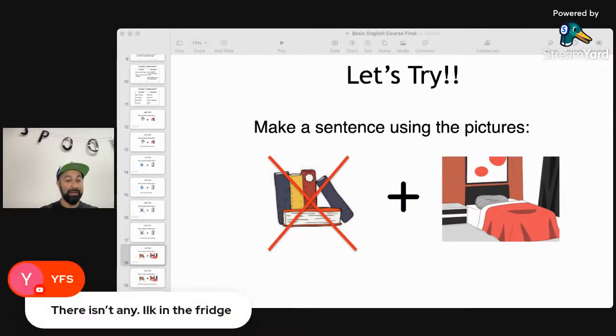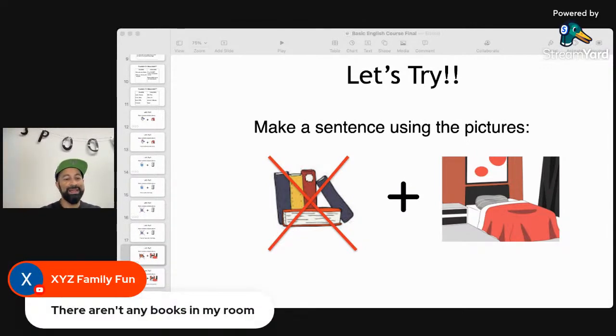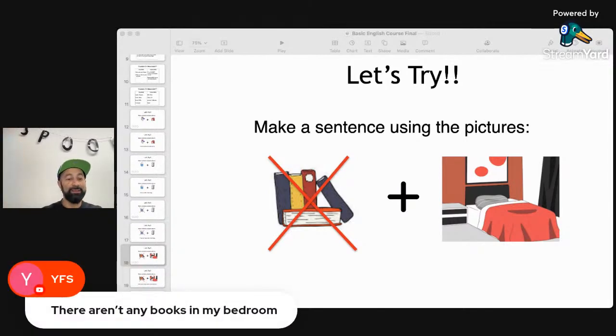So YFS, yeah, you went back. There isn't any milk in the fridge. Yes, I know that's milk. Very good. So what about the next one? XYZ, there aren't any books in my room. Perfect answer. There aren't any books in my bedroom. Both perfect answers. Books are countable, and we have many. There's 1, 2, 3, 4, 5 books in that picture. So we know it's a plural countable noun. So we're going to be saying there aren't any books. Perfect.